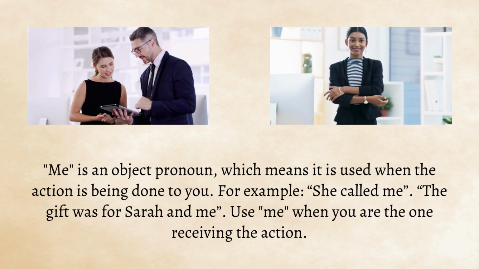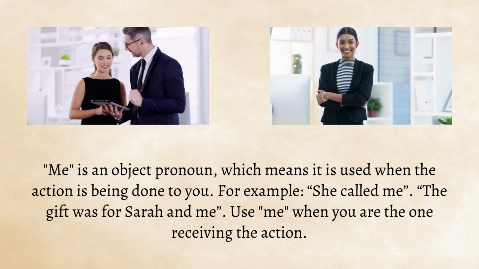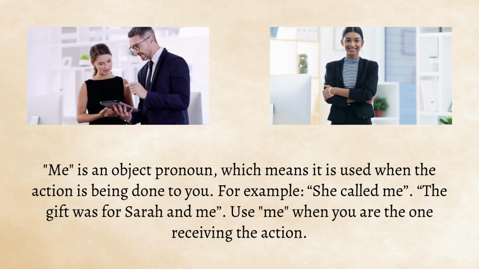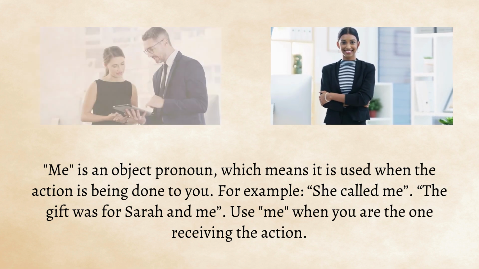Me is an object pronoun, which means it is used when the action is being done to you. For example, she called me. The gift was for Sarah and me. Use me when you are the one receiving the action.